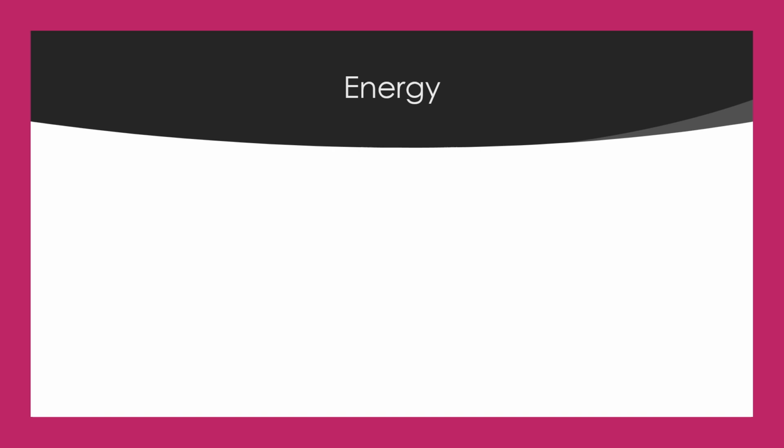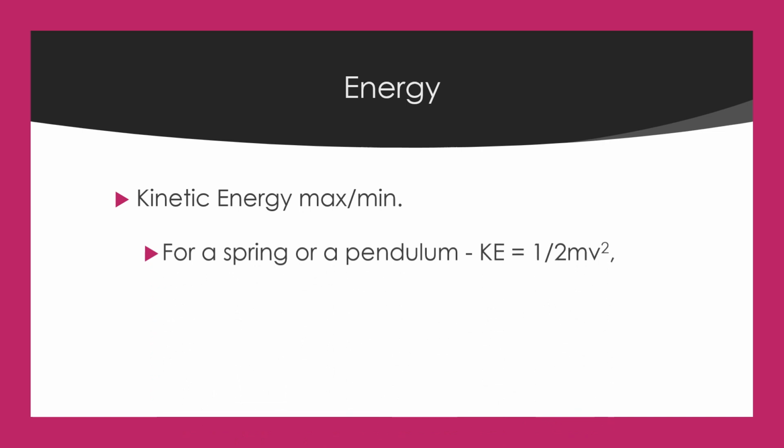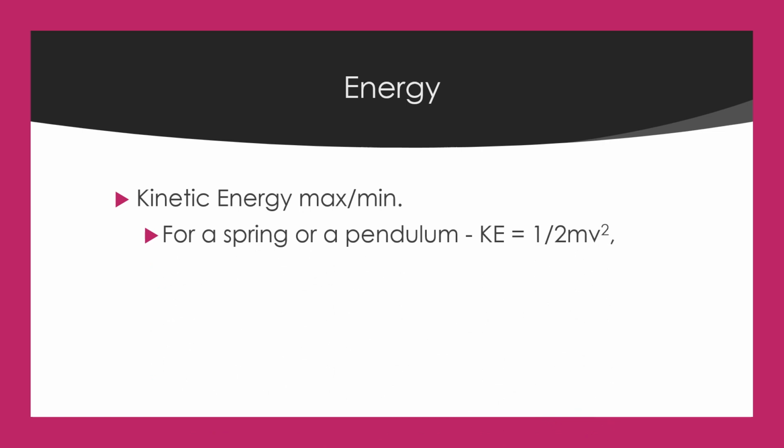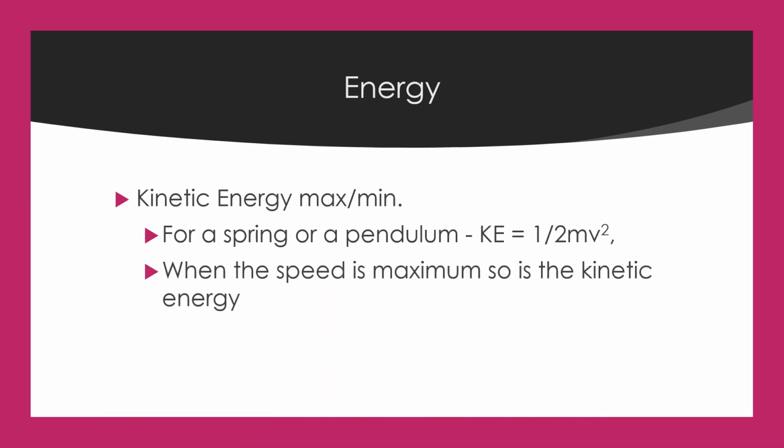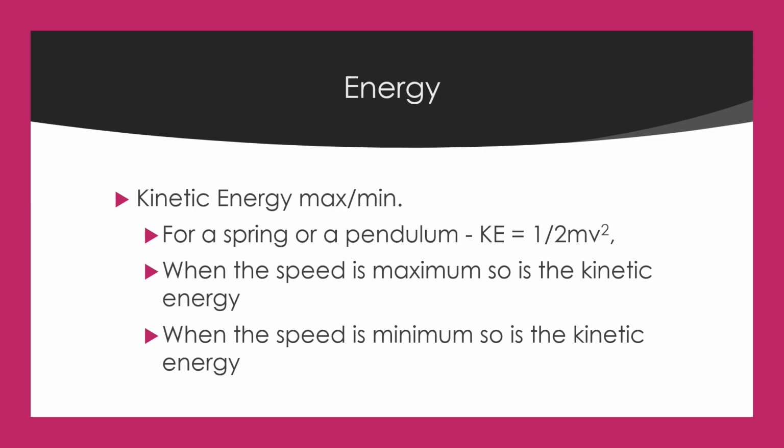I'm going to do a recap of kinetic energy. Everybody got through this yesterday, but I just wanted to make sure that we all had this. So when we're talking about a pendulum, we have kinetic energy. We're going to talk about the max and the min. For a spring or a pendulum, kinetic energy is 1/2 mv squared, like it always has been. When the speed is maximum, so is the kinetic energy. This makes sense because kinetic energy has speed as a component and the mass is not changing. So what affects the kinetic energy is the speed. When the speed is minimum, so is the kinetic energy.